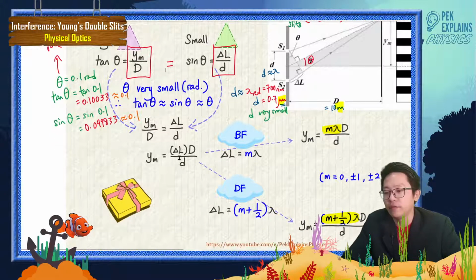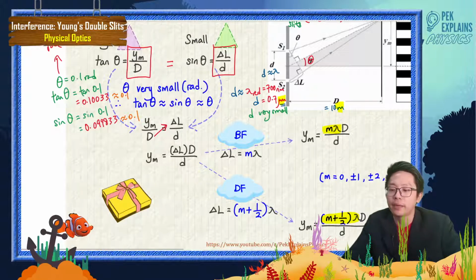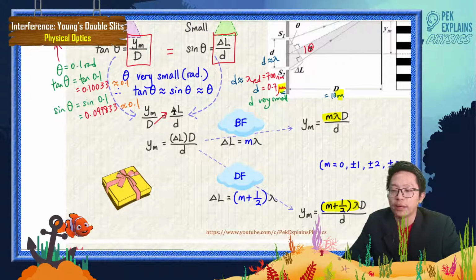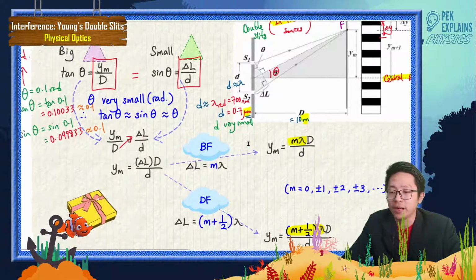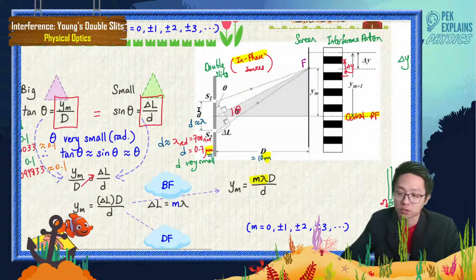Okay, so if they are equal, I can cross multiply this one, the big D can cross multiply to the top. So I got ym equal to delta L D over small d. Okay, we almost get the formula for double slit. Now we already learned that the double slit is an in-phase source. These two sources are in-phase because they are the same distance away from the single source.